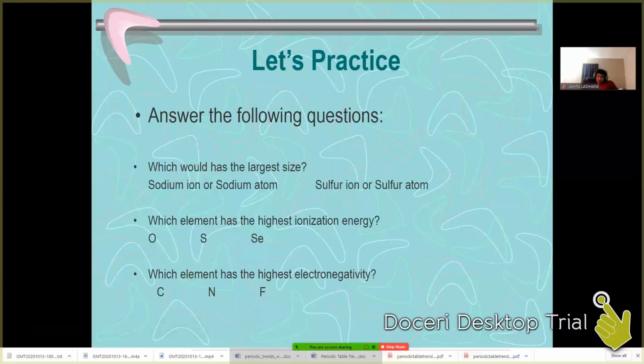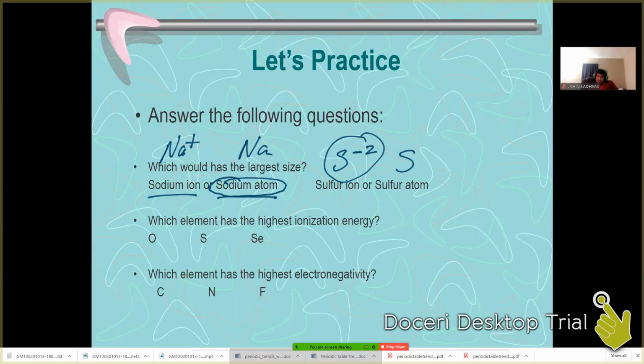All right, now we're going to look at these. Which would have the largest size, the sodium atom or the sodium ion? Remember, the ion has lost an electron. The atom has not. So which one do you think is going to be the largest? The ion. It's actually going to be the atom because it hasn't lost anything. Now here, when I go to my anions, sulfur is -2 because it's gained 2 electrons, or the sulfur atom like that where it has it. So which one of those do you think is going to be the largest? The ion, that's right.